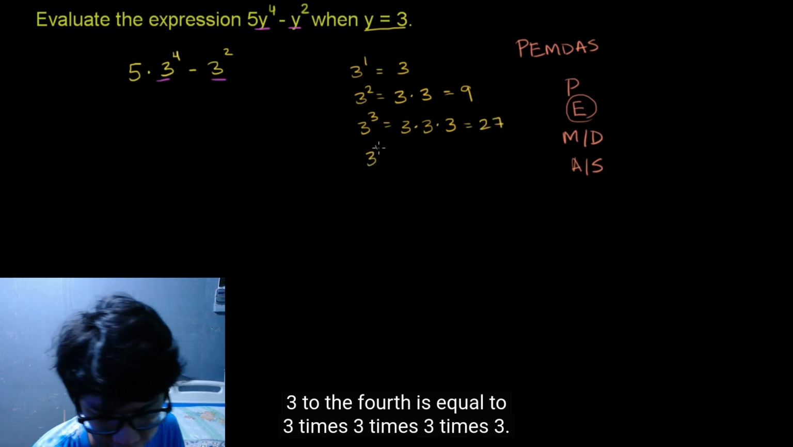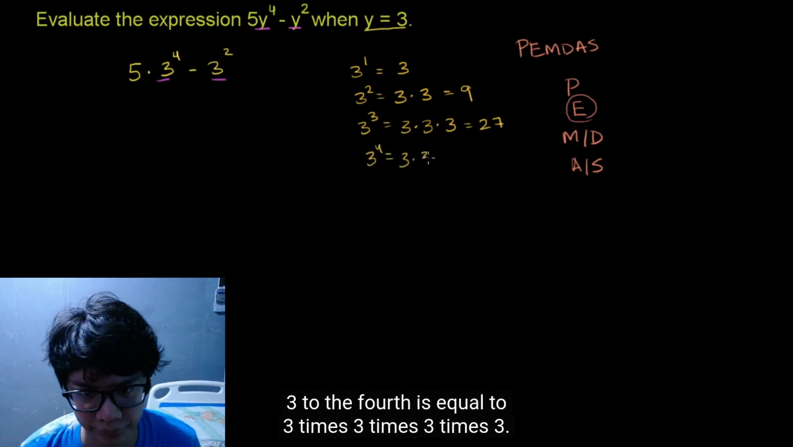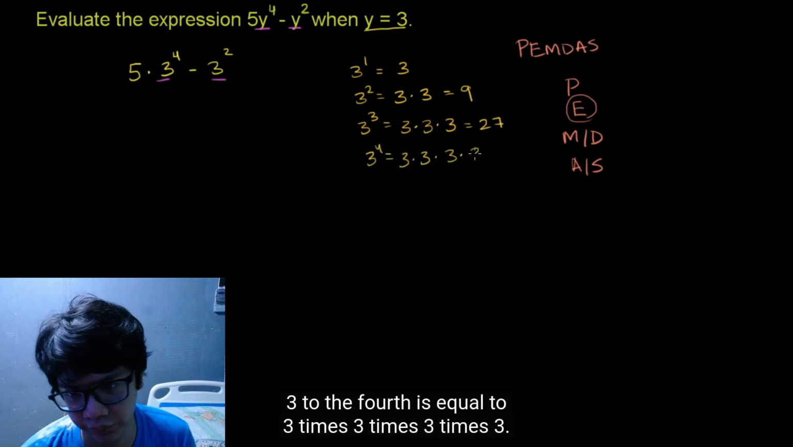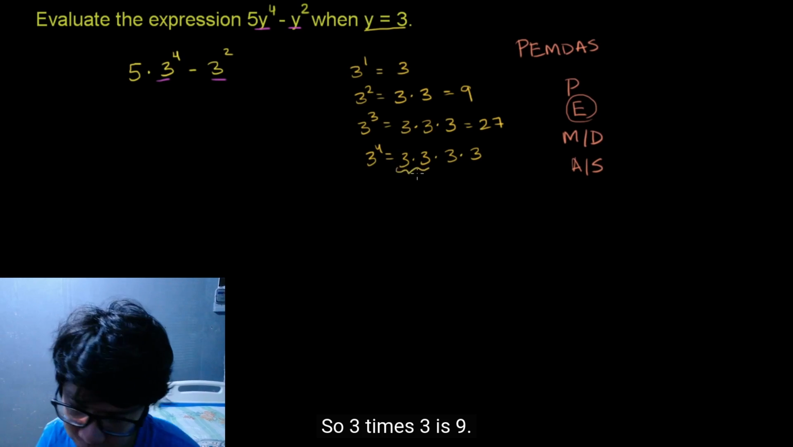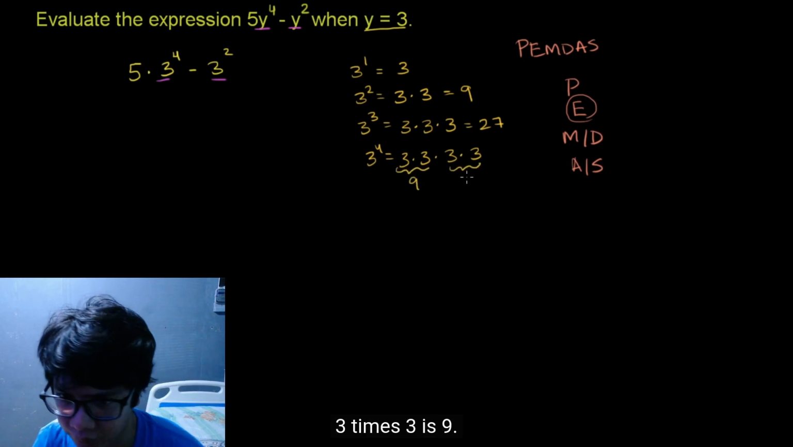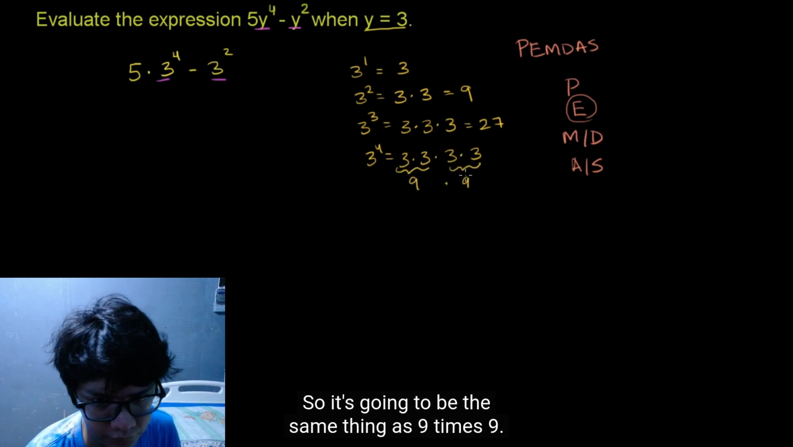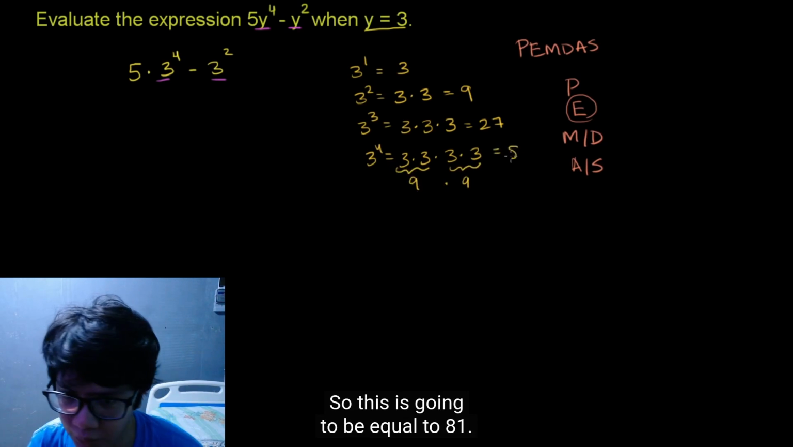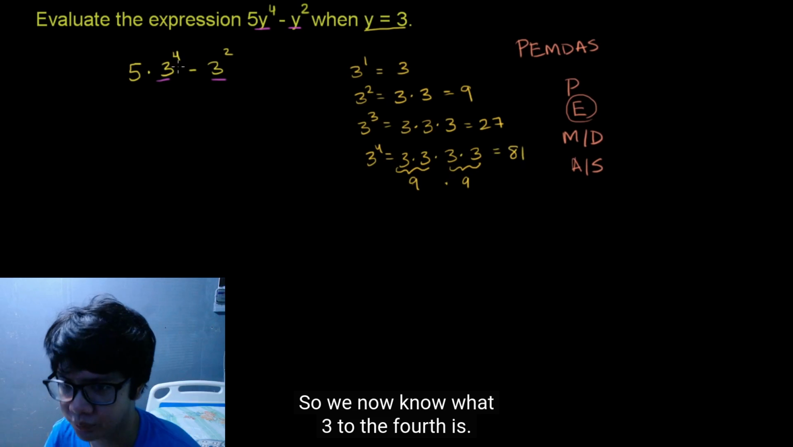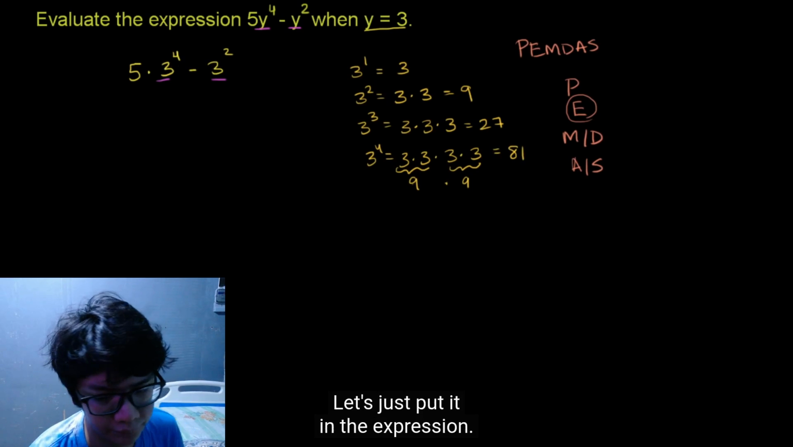3 to the fourth is equal to 3 times 3 times 3 times 3. So 3 times 3 is 9, 3 times 3 is 9, so it's going to be the same thing as 9 times 9, which is equal to 81. So we now know what 3 to the fourth is, and we know what 3 squared is. Let's just put it in the expression.